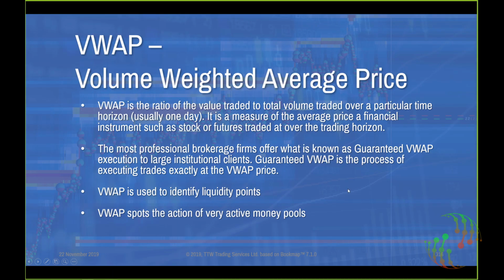That's VWAP. Because VWAP is the ratio of the value traded to total volume traded over a particular time horizon. It is a measure of the average price of a financial instrument such as stock or future traded over the trading horizon. The most professional brokerage firms offer what is known as guaranteed VWAP execution to large institutional clients. Guaranteed VWAP is the process of executing trades exactly at the VWAP price.